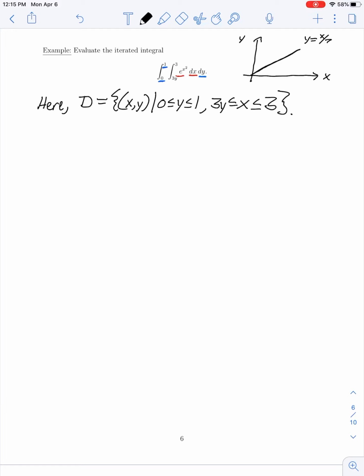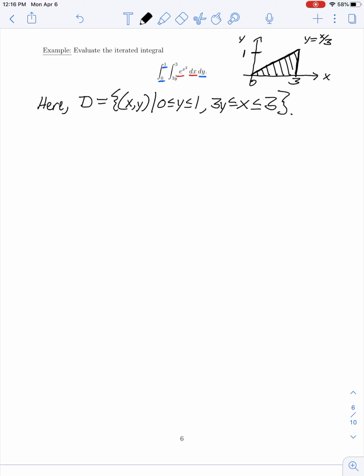y equals x over 3, and x is bounded above or on the right by the line x equals 3. So our values of x are bounded to the left by the line y equals x over 3, and to the right by the line x equals 3. And our values for y are bounded above and below by 0 and 1. So the region that we're talking about in this problem is the following shaded region.